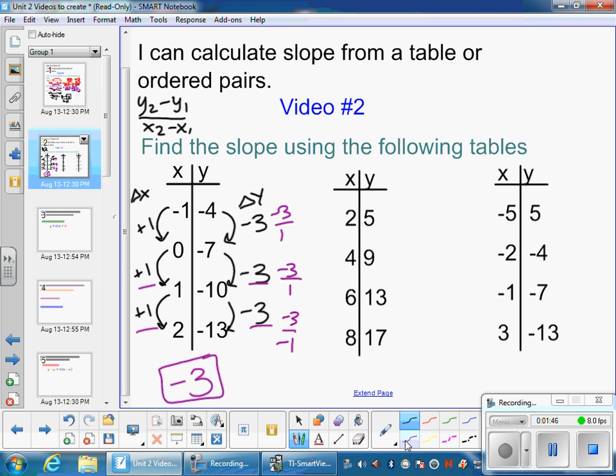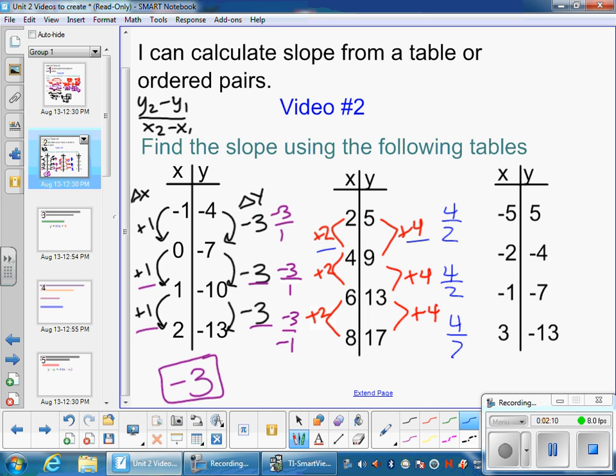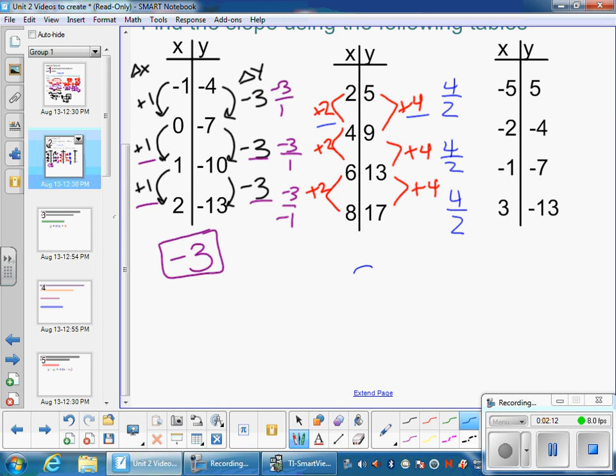All right, so looking at the second one, if I look at my x's, I'm going up by 2 the whole time. If I look at my y's, I'm going up by 4, up by 4, up by 4. So my slope is going to be the y over the x, so it's 4 over 2, 4 over 2, 4 over 2, and remember to simplify, the slope would be 2.